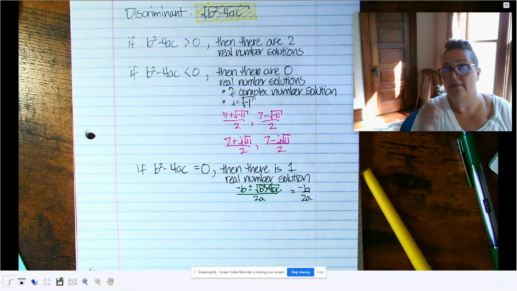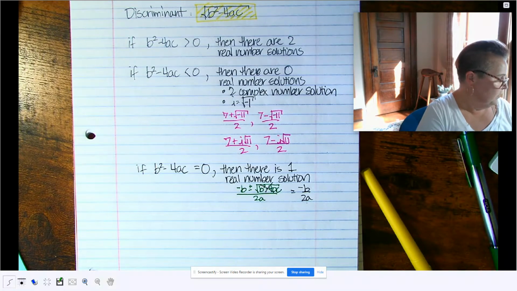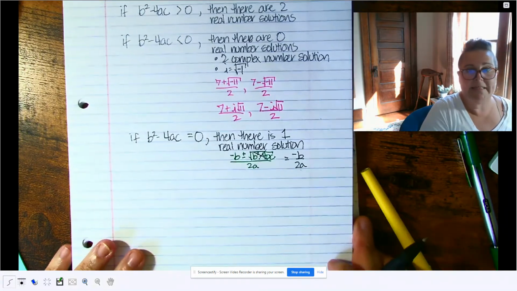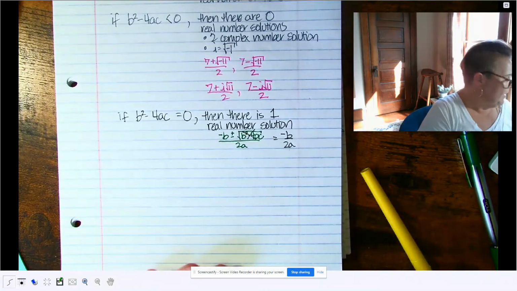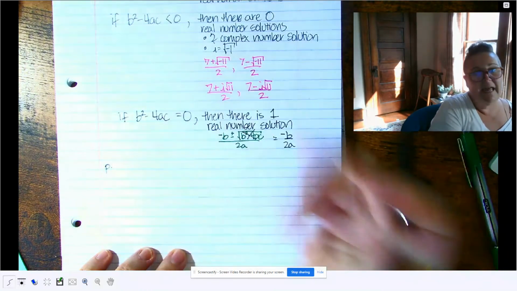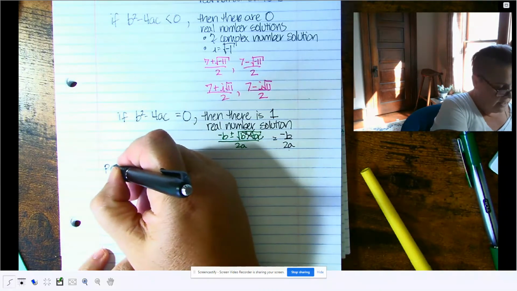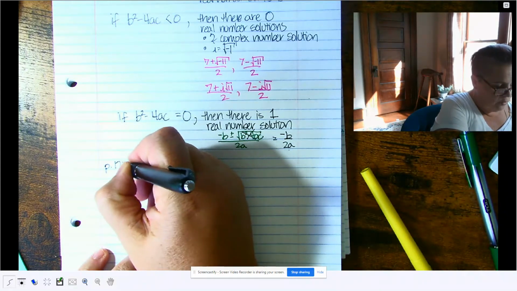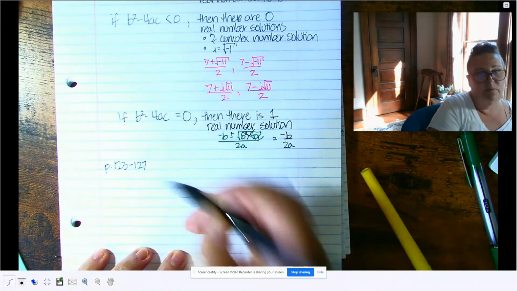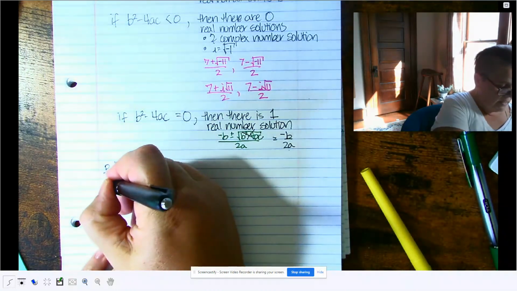Okay? And that's just one real solution. All right. So let's try some problems. The problem set in your textbook is at the end of section 1.4. I am looking at pages 123 to 127 to pull these problems from. And first of all, we'll look at number 35.